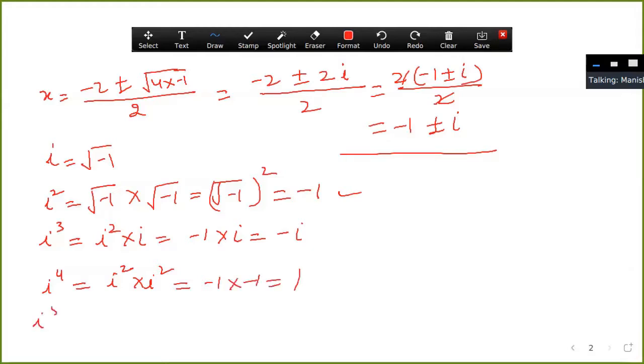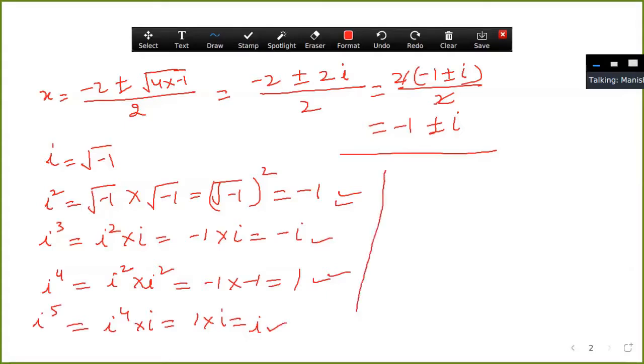What is iota to the power 5? This is iota to the power 4 into iota. The value of iota to the power 4 is 1. So 1 into iota, that is iota. What you are getting: minus 1, minus iota, 1, and then iota.